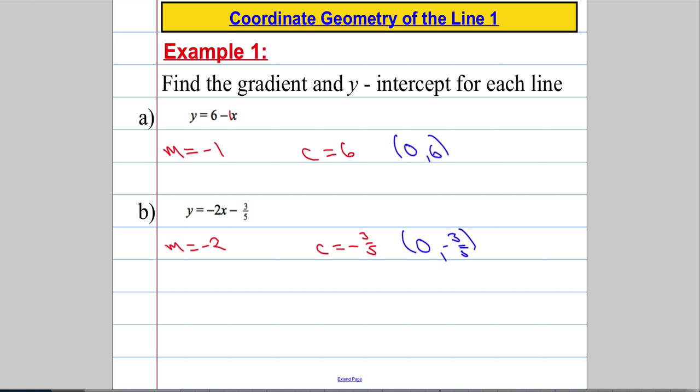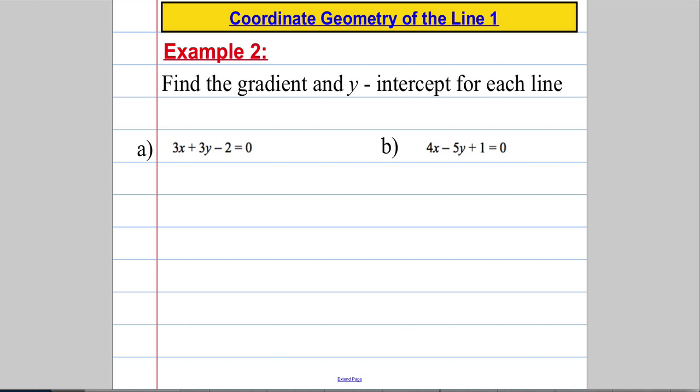Okay, let's have a look at a slightly more complex version. Again, I need to find the gradient and the y-intercept for each line. First thing I'm going to do is get them in the form y equals mx plus c. If I get them in this form, it's very, very easy to read off the gradient and y-intercept.